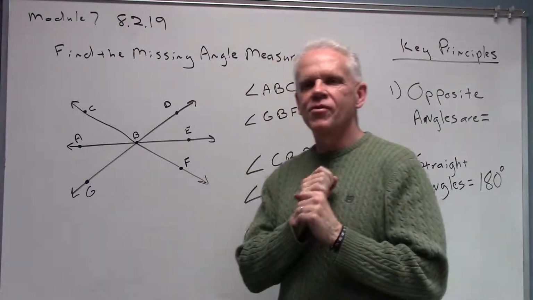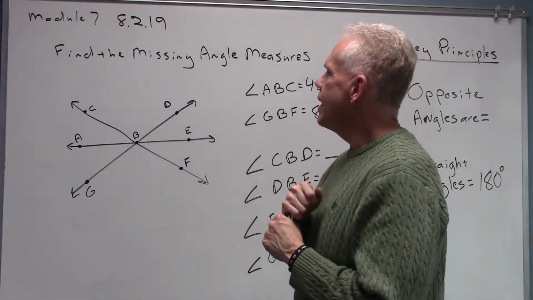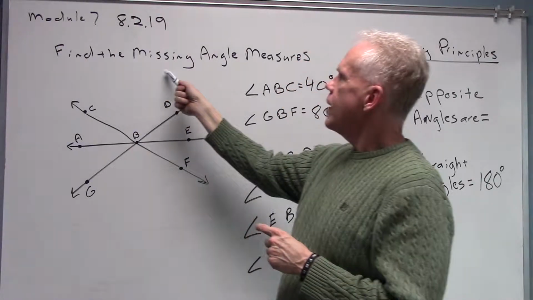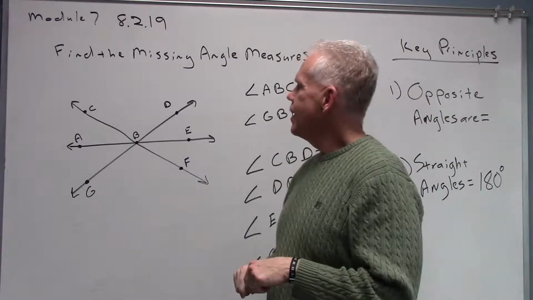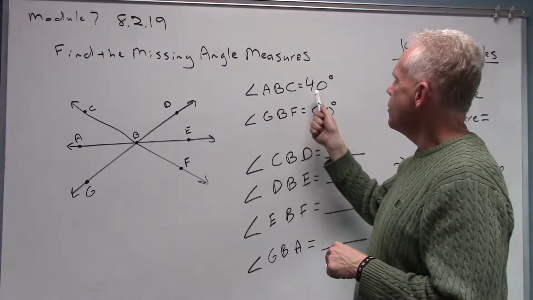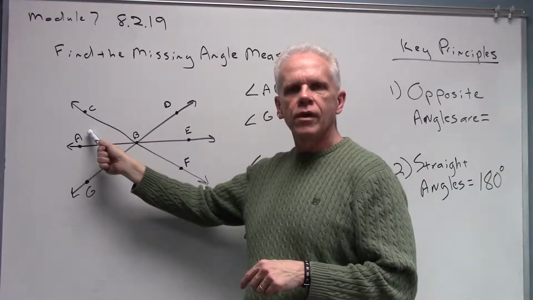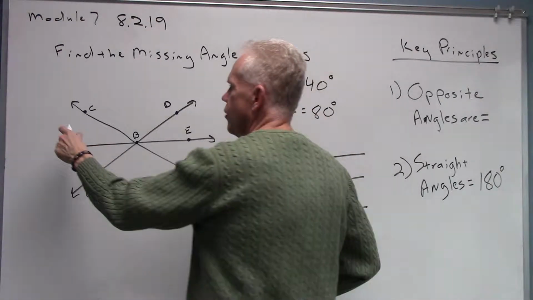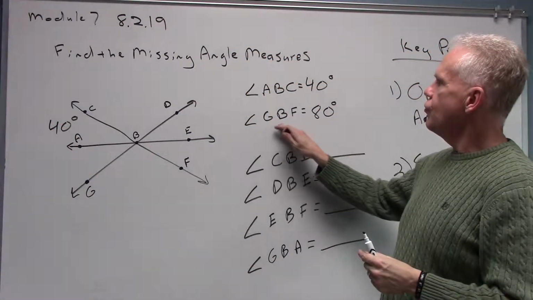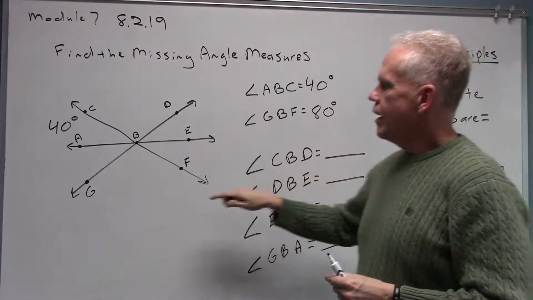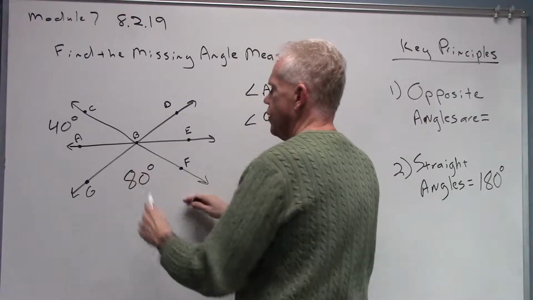We are into a little bit of geometry now in Module 7. We had some measurements, now we're into geometry. What they're asking us to do is find the missing angle measurements right here. They tell us that angle ABC measures 40 degrees. So ABC is this angle here. This is 40 degrees, so let's put that down. And they tell us that angle GBF is 80 degrees right there.